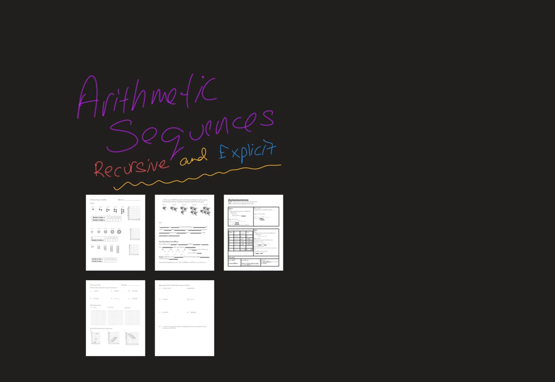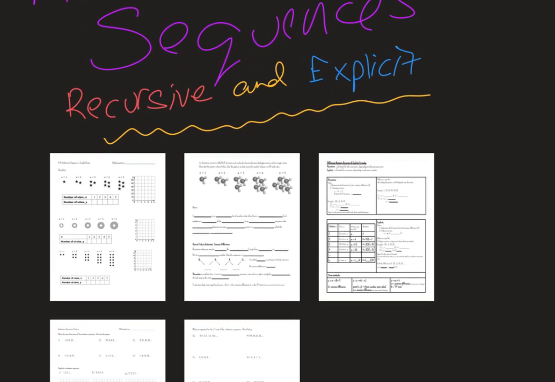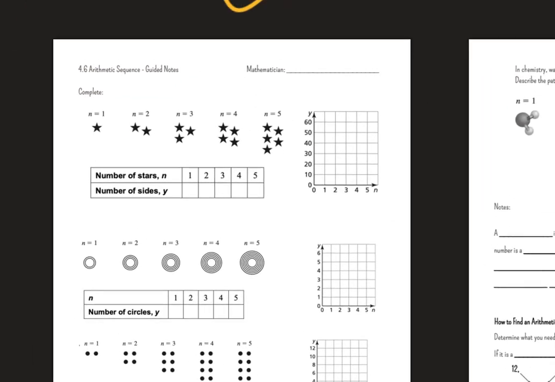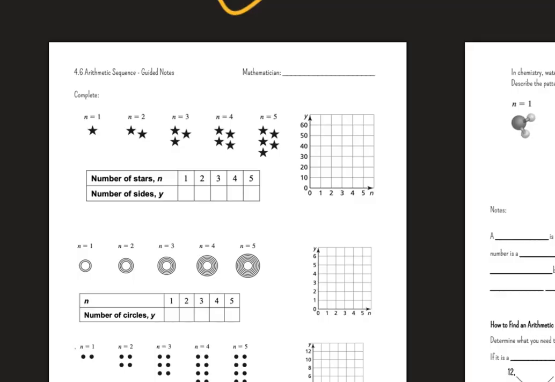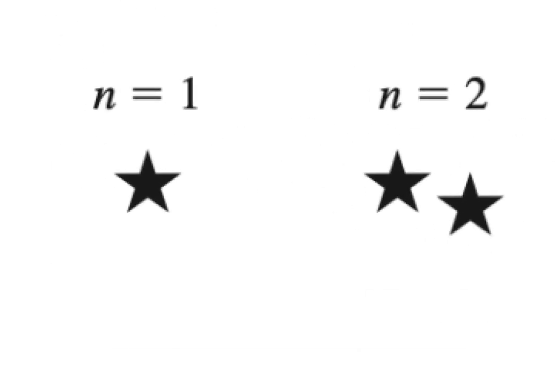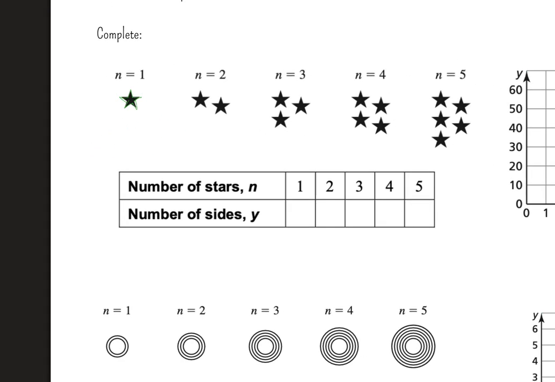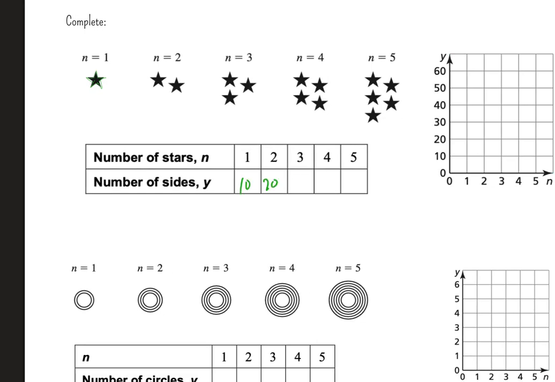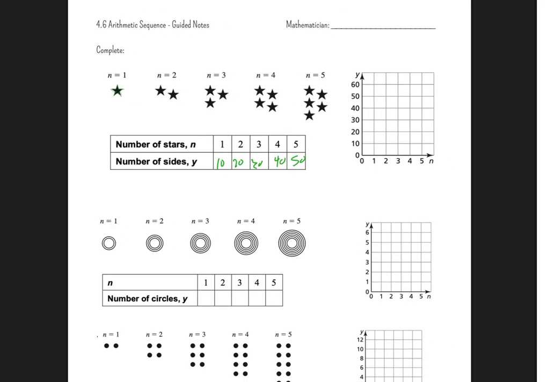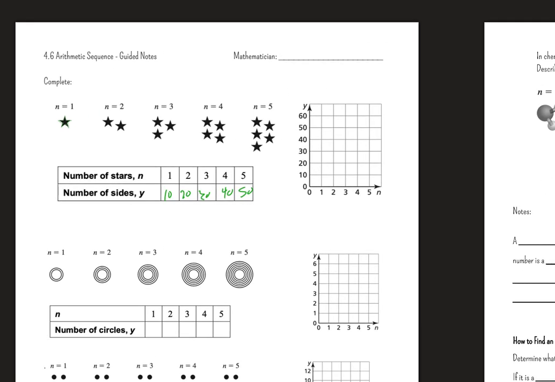Okay, you are going to get the quick version of the notes over arithmetic sequences, which includes recursive and explicit. We started off by trying to draw this comparison that when you are finding a sequence, for example, the number of sides to a star is 1, 2, 3, 4, 5, 6, 7, 8, 9, 10. So what would happen here is this is 10, 20, 30, 40, 50, right? And if you were to graph that, 0 stars has 0 sides, and 1 has 10, and 2, and 3, and 4, and 5, and so on.